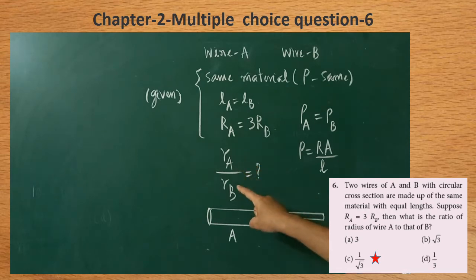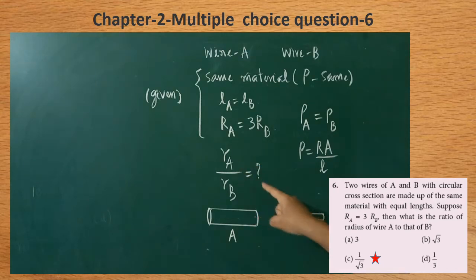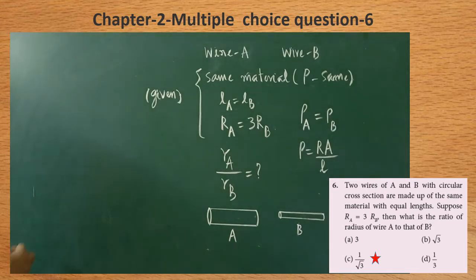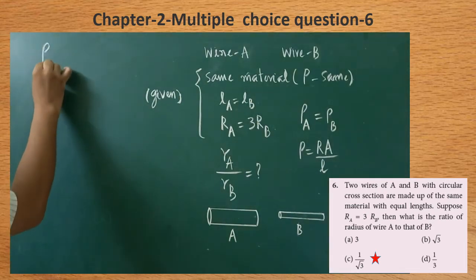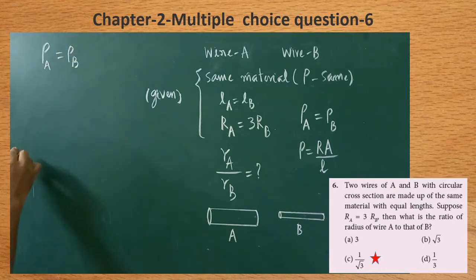You are asked to calculate the ratio of the radius of wire A to the radius of wire B. That is RA by RB. That ratio is to be found out. The most important clue is rho A is equal to rho B. That is, the resistivity of the first wire is equal to the resistivity of the second wire. The resistivity formula must be known, only then are we able to solve the problem. And here the area of cross section of the wires is circular in nature. So the clue is rho A is equal to rho B. So that is the first formula.